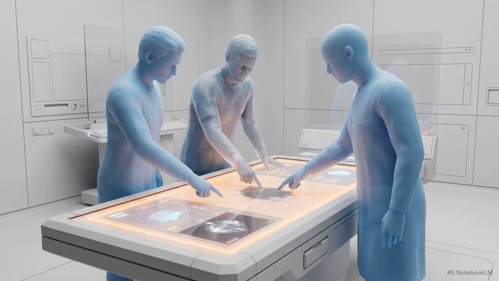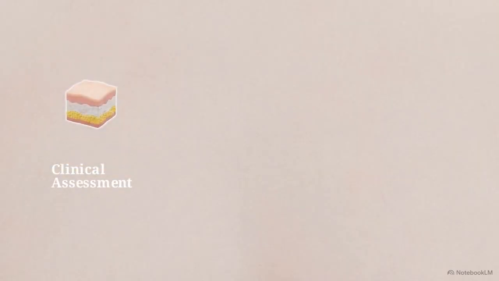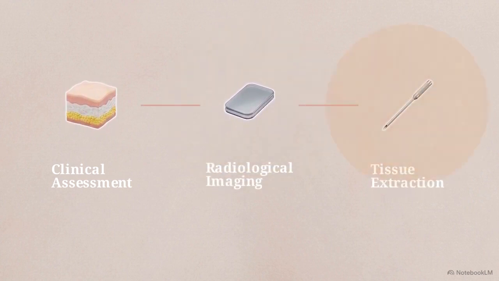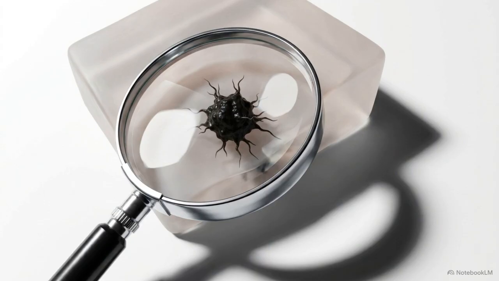Mastering this algorithm requires understanding exactly why one step mandates the next. You have to connect the mechanical failure of anatomical structures to the physics of radiological imaging, and finally to the standards of tissue extraction. Strict adherence to the sequence is the only way to rule out malignancy without creating diagnostic blind spots that put the patient at risk.